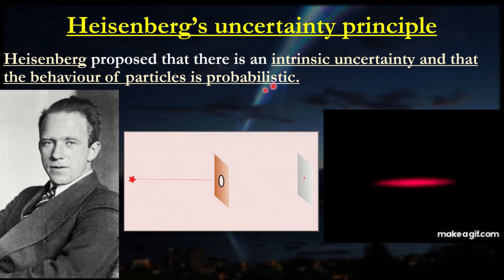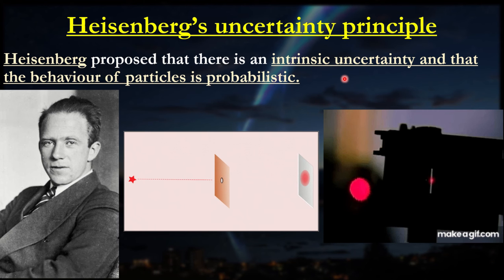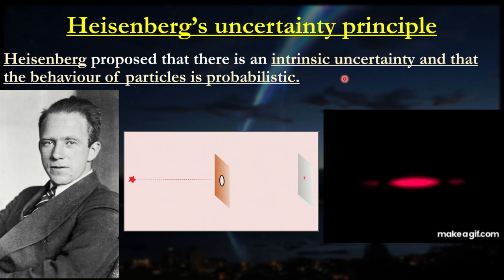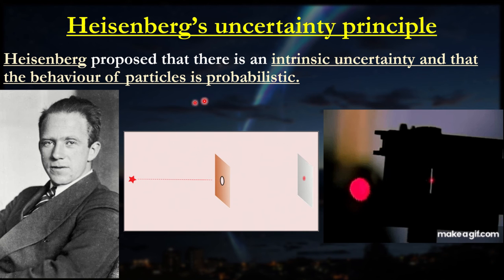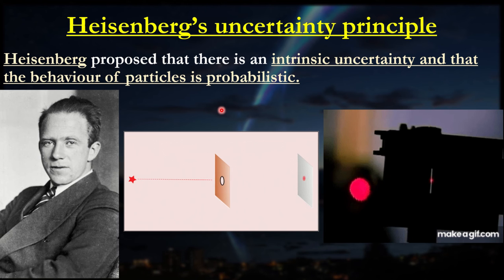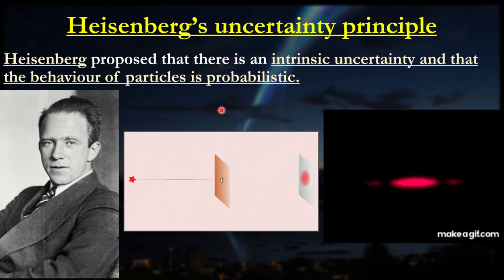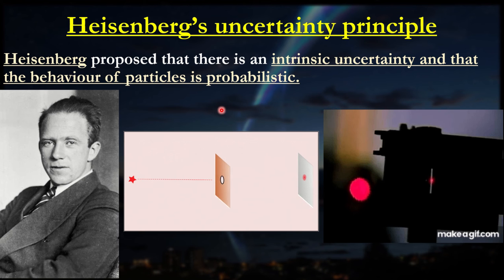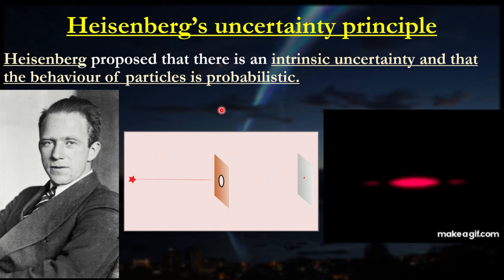With the quantum model of the atom, we actually come up with the concept of uncertainty. So we're saying that with any measurements we make at a really tiny scale, there's always going to be an intrinsic uncertainty, that the behavior of the particles is probabilistic. What that essentially means, if we use the example of light: at a really small scale, the more precisely you know the position of the light, the less accurately you can know the momentum of the light.